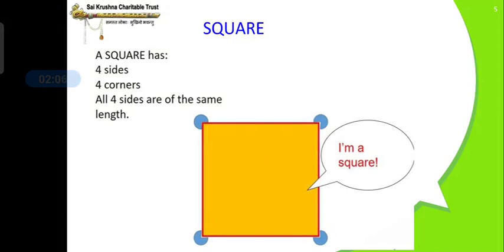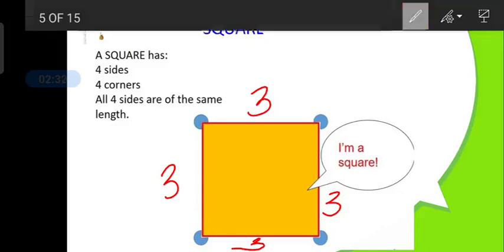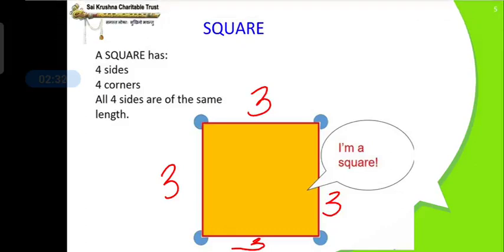Square. So a square has how many sides? Can you please count here? 1, 2, 3 and 4. So 4 sides it has and 4 corners it has. And do you observe one thing here? So all the 4 sides of a square have the same length. Yes or no? If one is 3 centimeters, then all the other sides will also be 3 centimeters. Okay, which means all the 4 sides are of the same length.